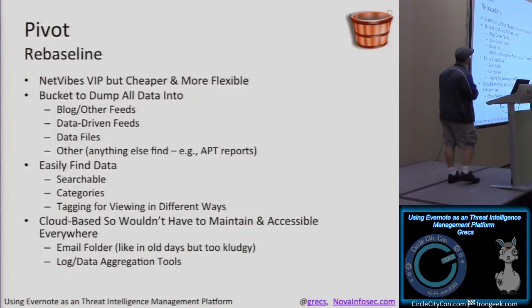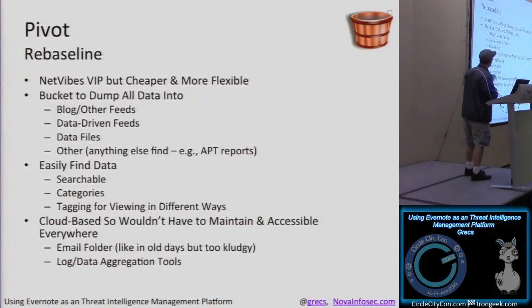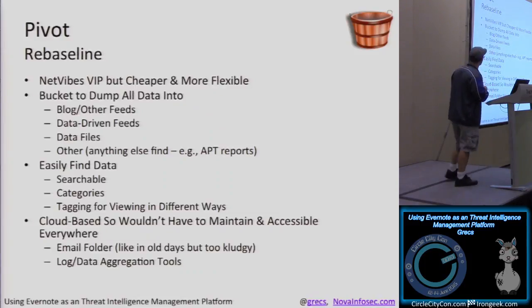So I definitely wanted it to be an online service, so something like NetVibes, but doesn't cost $1,000 per month. And essentially what I've learned is that you don't need anything complex. You just need a bucket. And it doesn't matter where the data comes from. Just dump it in the bucket, because you can search through it and filter for it after the fact.